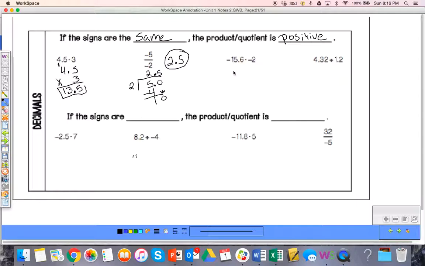Now we are going to do 15.6 times 2. 2 times 6 is 12. Carry our 1. 2 times 5 is 10. Carry our 1. 2 times 2 is 4. Add in the 1. 2 times 1 is 2. Add in the 1, we get 3. 1 decimal place total. So we make it 1 decimal place in our answer. Again, we have a negative times a negative, so they have the same sign. So our answer is positive.